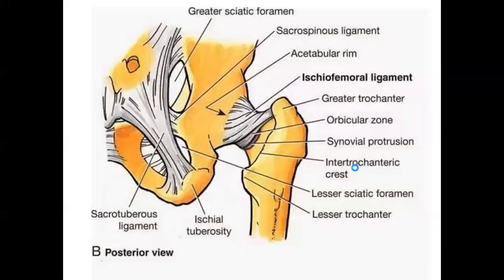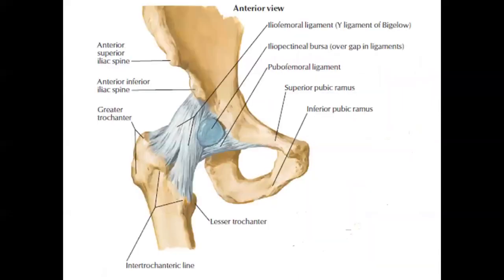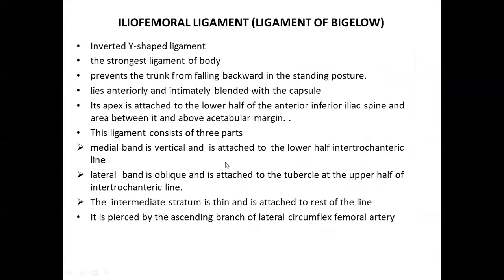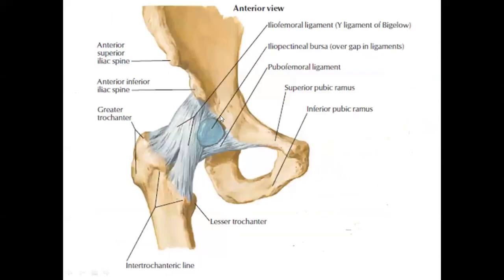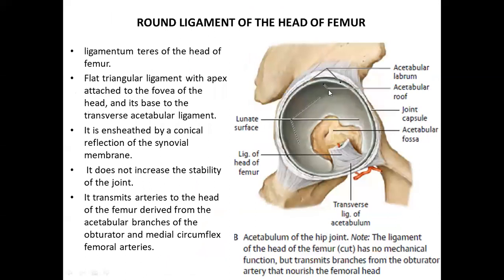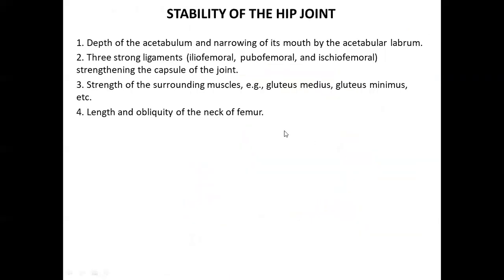So these were the 7 different ligaments of the hip joint. What were these? First we have the capsule, then we had the iliofemoral, the pubofemoral ligament, then the ischiofemoral ligament, then the acetabular labrum, the round ligament of head of femur, and the transverse acetabular ligament. This finishes the different ligaments you see.